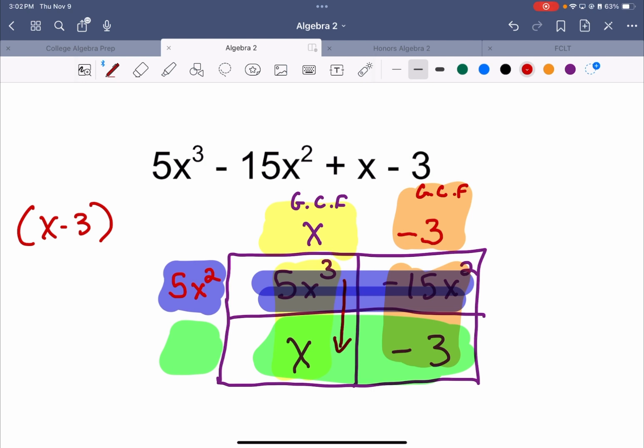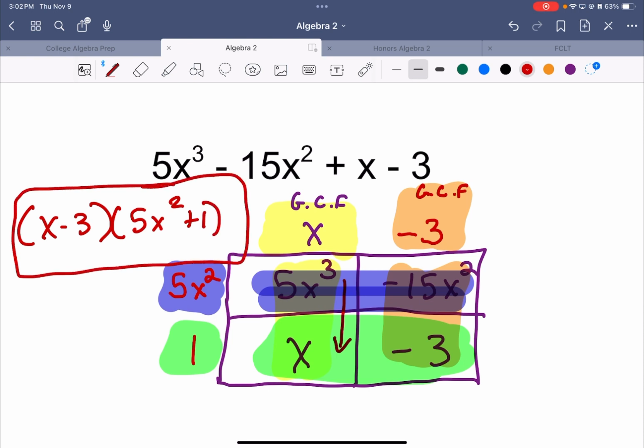What's the greatest common factor number-wise? What's the greatest common factor that they have? 1. Do they have any x's in common? No. So the second factor is 5x squared plus 1. That's your factored form.